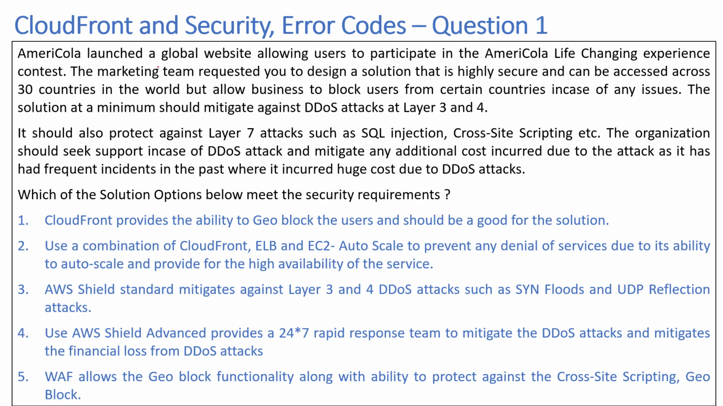So Americola launched a global website allowing users to participate in the Americola Life-Changing Experience Contest. The marketing team requested you to design a solution that is highly secure and can be accessed across 30 countries in the world, but allow business to block users from certain countries in case of any issues. The solution at a minimum should mitigate against DDoS attacks at layer 3 and 4. It should also protect against layer 7 attacks such as SQL injection, cross-site scripting, etc.